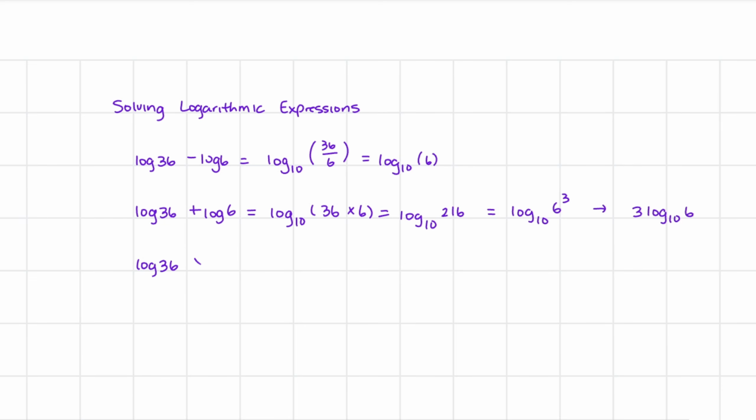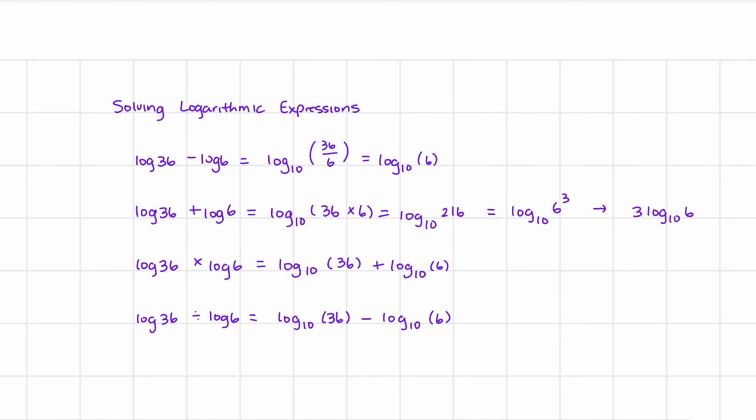And what if you had log 36 times log 6? Then you could do log base 10 of 36 plus log base 10 of 6. And then what if you had log 36 divided by log 6? Then it would be log base 10 of 36 minus log base 10 of 6.